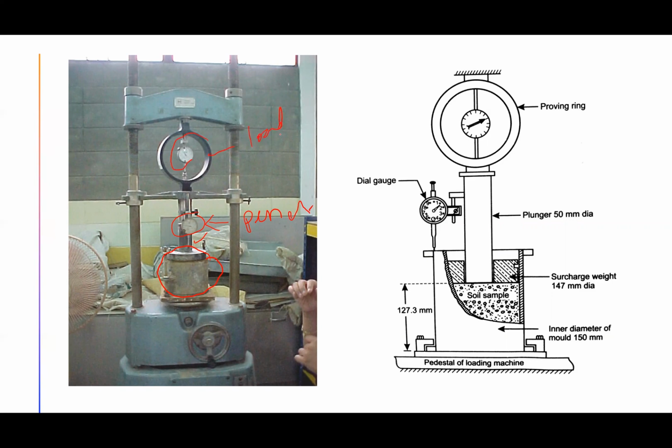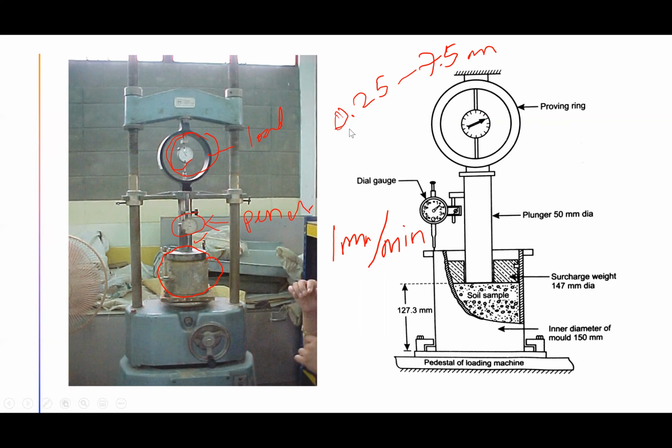Once we're on the machine, the plunger will penetrate at 1 millimeter per minute. You have to read the penetration here. For every 0.25 mm of penetration, until 7.5 mm, you need to read the load. Until 7.5 millimeter penetration, you need to read what the load is.